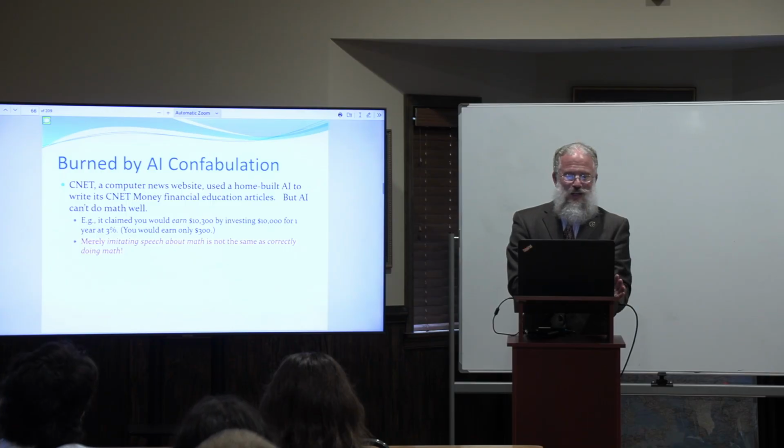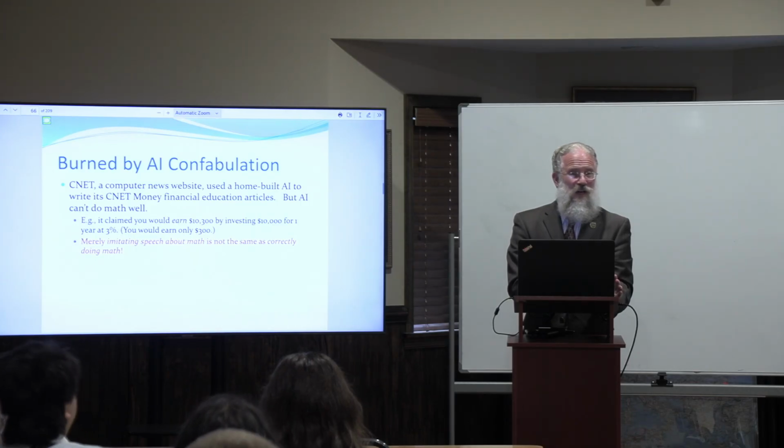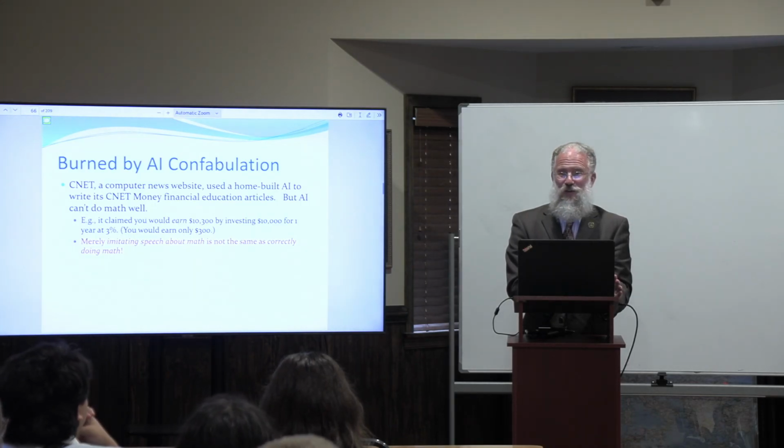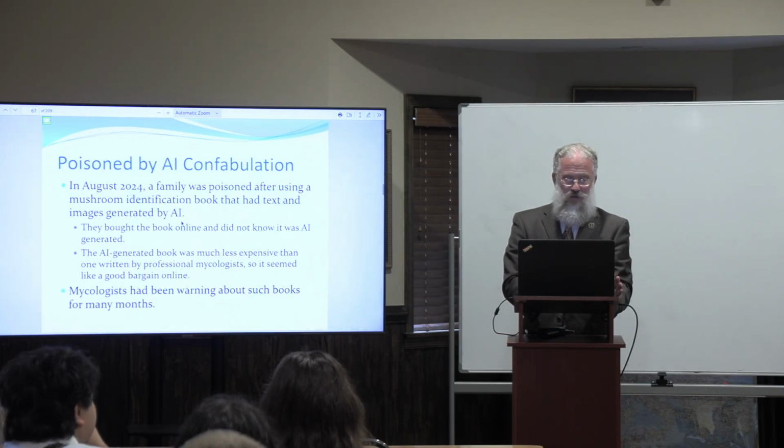So it said things like you could earn $10,300 by investing $10,000 for a year at 3%. That would be great. That would be a 103% return, not a 3% return. But stuff that sounds mathy is a big difference from stuff that's actually math. So they had to take all that down.